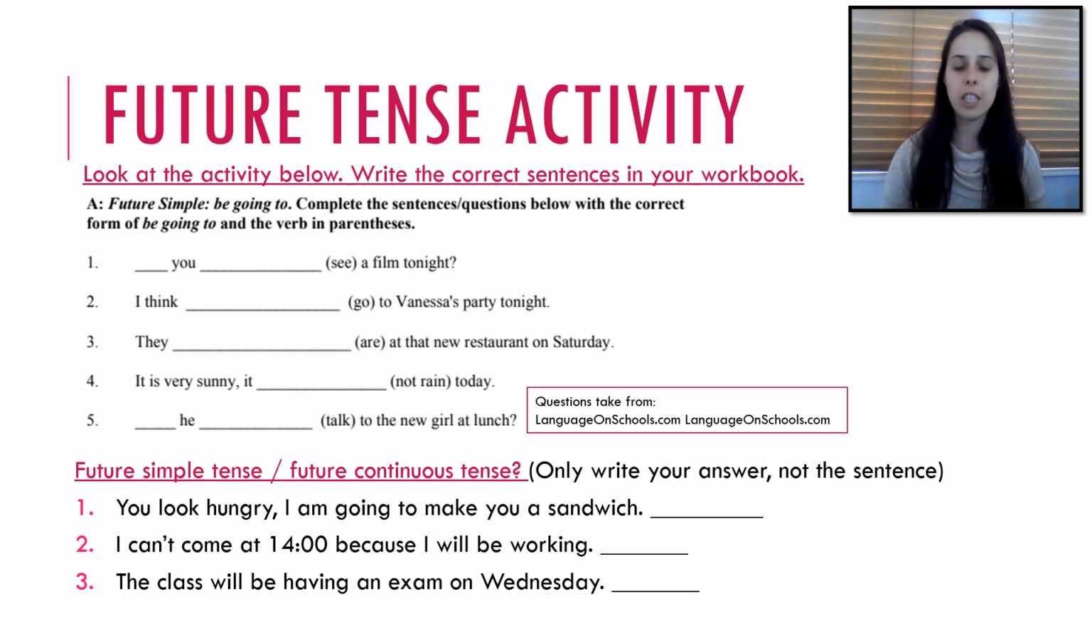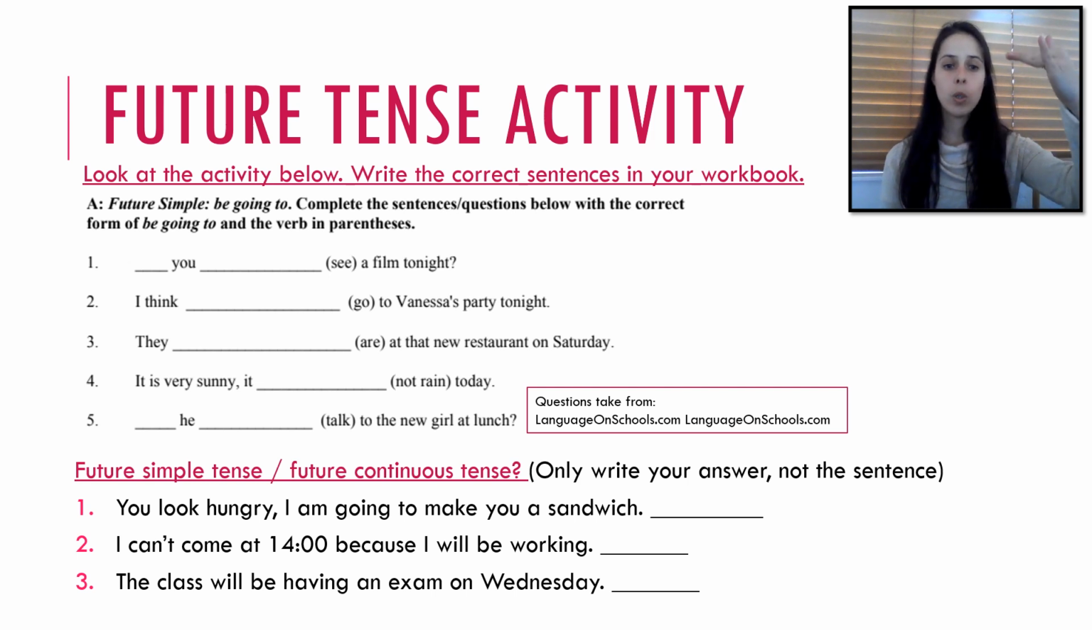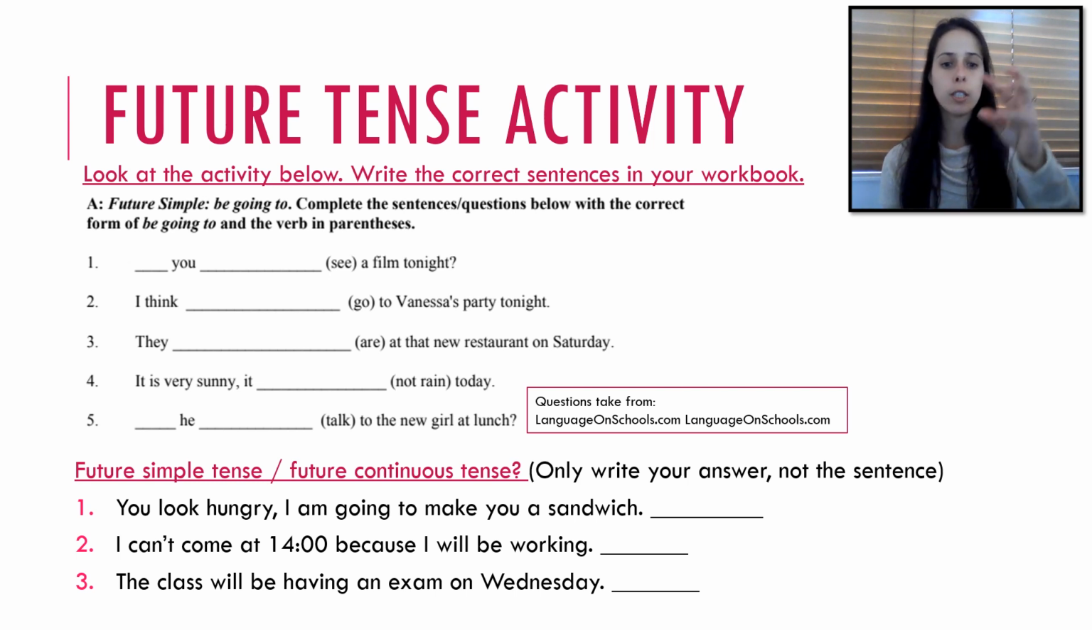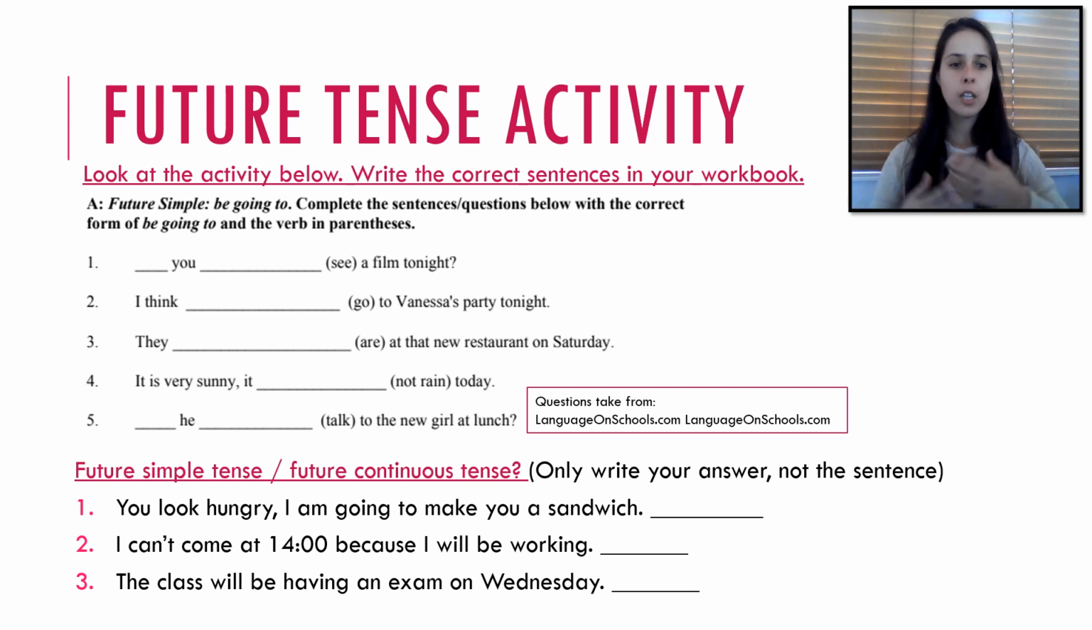All right, and then for the next part, I've just got 3 more sentences there for you. It says future simple tense or future continuous tense. You only need to write the answer and not the sentence. So when you do this activity, you can just write future tense activity. You can do number 1 to 5, those sentences, and then you can just skip a line and do number 1 to 3, and you can just write down future simple tense as your answer or future continuous tense as your answer. If you're unsure, or even if you are sure, just go back to your notes, double check, triple check, make sure you understand, and then put your answer in.